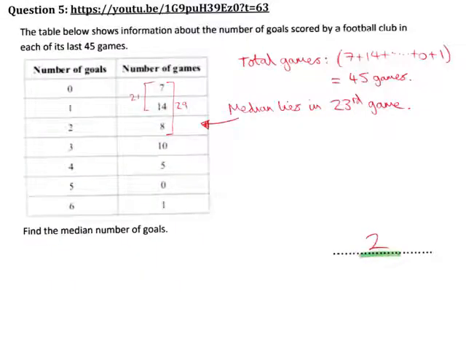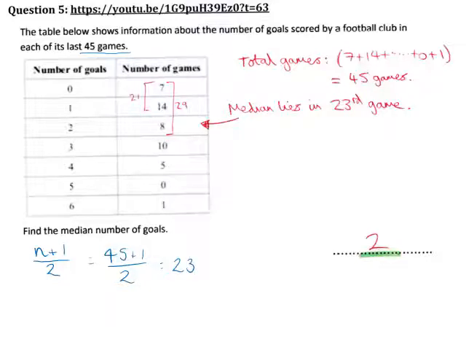Our method for finding median then, which you should have seen before, is n plus 1 divided by 2. This doesn't give us the median, it gives us what position the median information lies in. So n stands for how many pieces of data I have. So I'm told in the question that this information is about 45 games. So I'm going to do 45 plus 1 divided by 2, which is 46 divided by 2, which is 23.